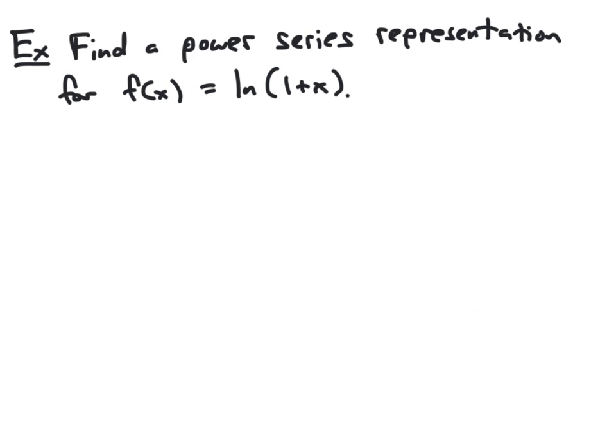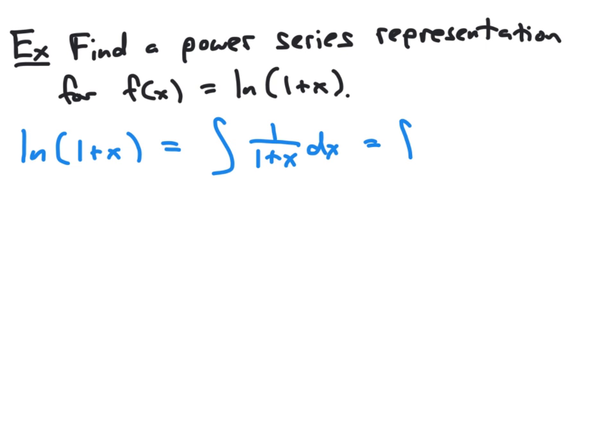In this example, we want to find a power series representation for the function f of x equals the natural log of 1 plus x. If we think about the natural log of 1 plus x, we might realize that this is an antiderivative of the function 1 over 1 plus x. And of course, 1 over 1 plus x we can write as 1 over 1 minus negative x. We can find a power series representation for this by manipulating the geometric series function, and therefore use term-by-term integration to find a power series representation for the function that we want, the natural log of 1 plus x.